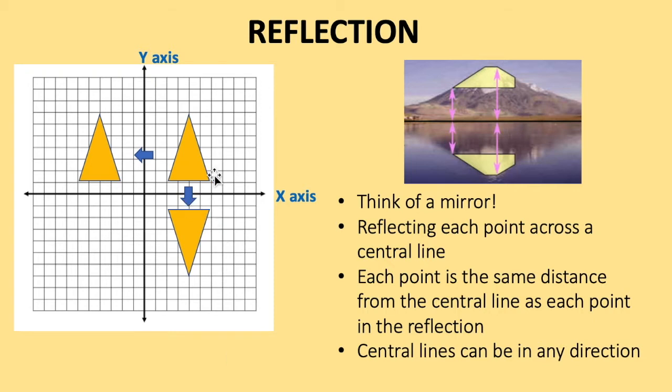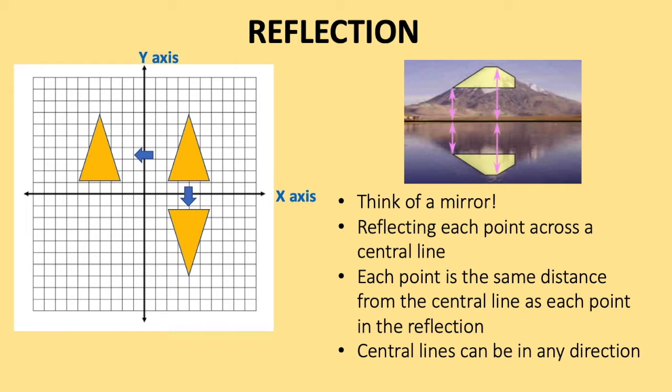This triangle is reflected across both the y-axis here and the x-axis here. When it reflects across the y-axis, it basically flips over this y-axis, and this y-axis acts as a mirror here. The same thing happens with the x-axis. The shape is flipping over the x-axis, and it's like there's a mirror placed right here. Each point is the same distance from the center line as each point in the reflection.